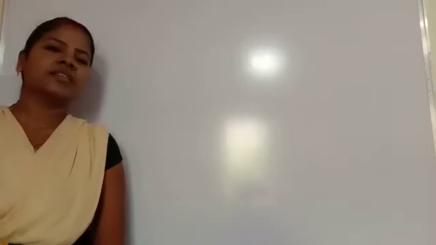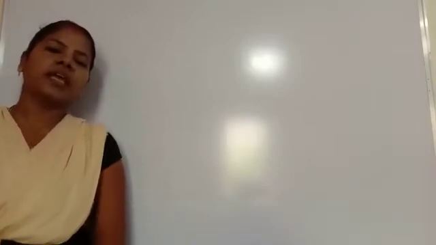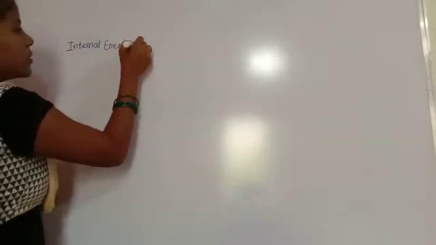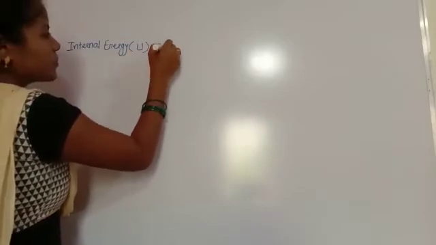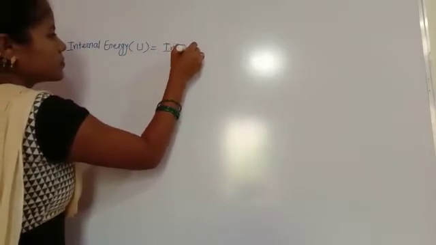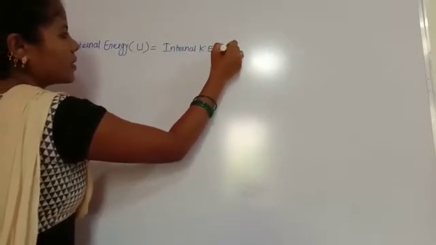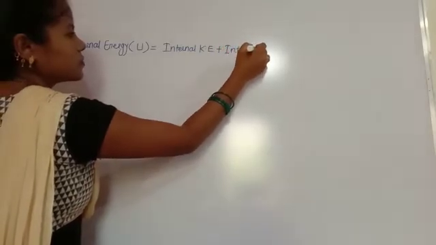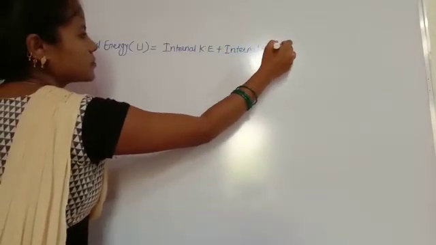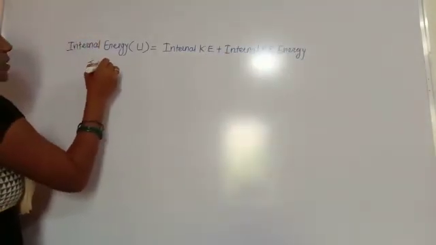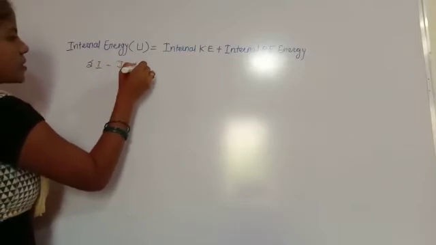Good morning. In the last class, we have studied the concept of internal energy. Internal energy, denoted by the letter U, is equal to the sum of internal kinetic energy and internal potential energy. The SI unit of energy is the joule, and internal energy is also measured in joules.